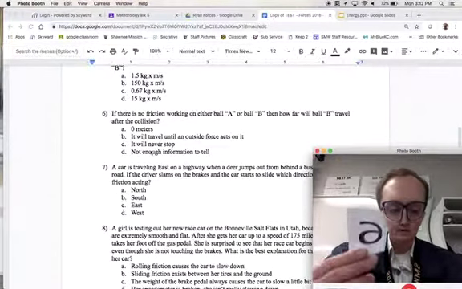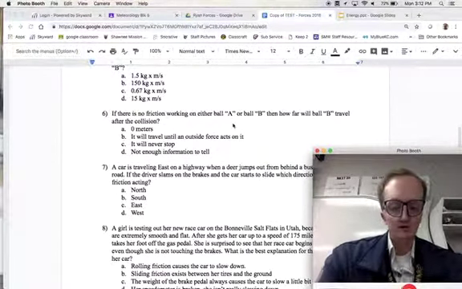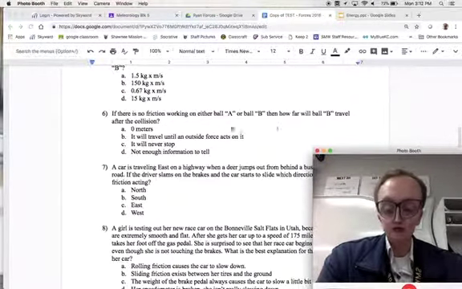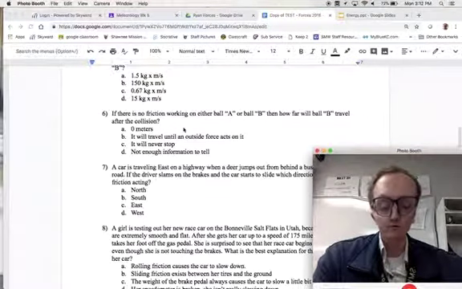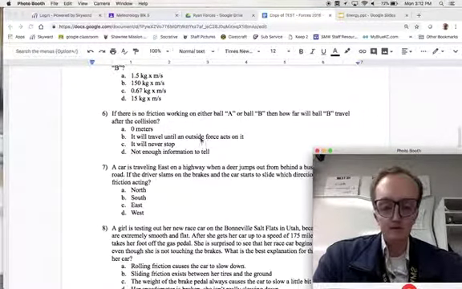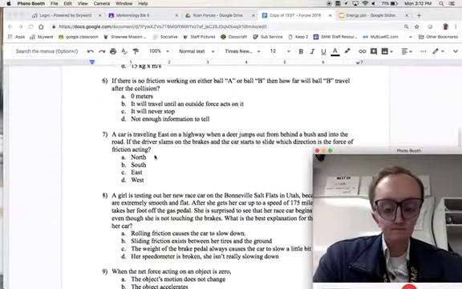Question number 6. If there's no friction acting on either ball A or ball B, how far is B going to travel after the collision? Well, if there's no friction, that ball will roll forever until some outside force acts on it. So your answer for 6 is B.